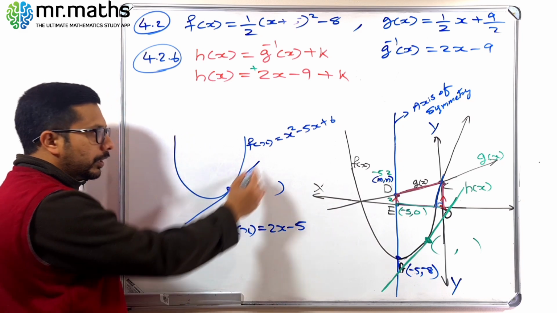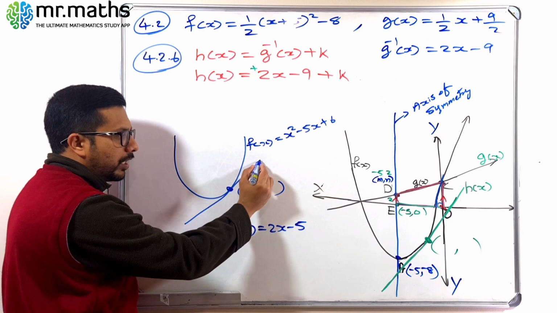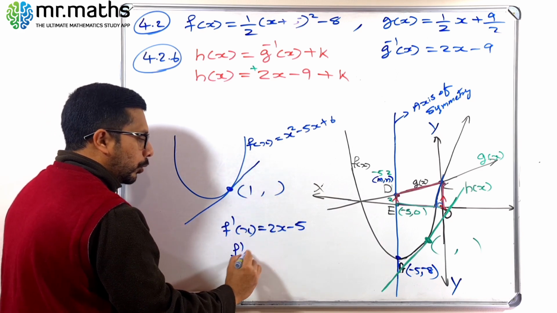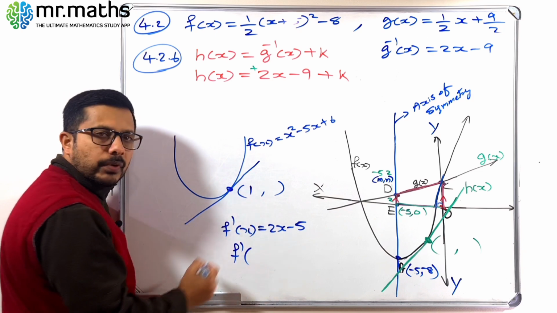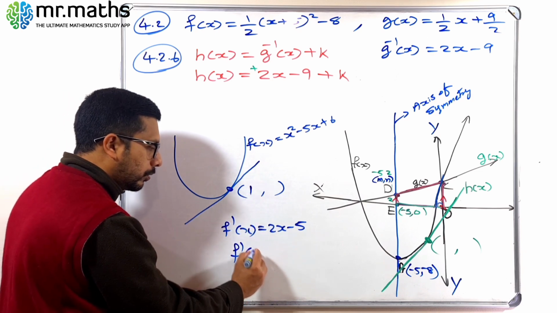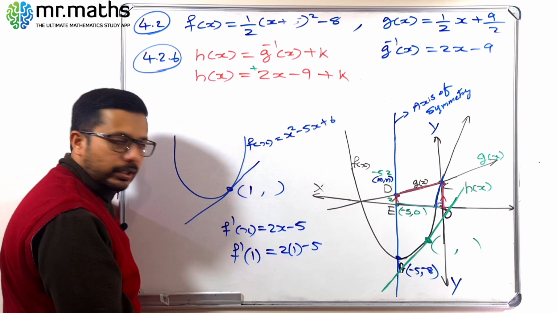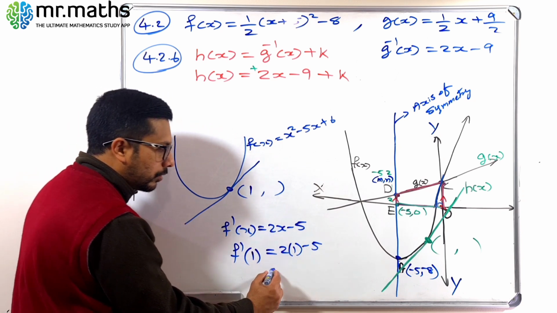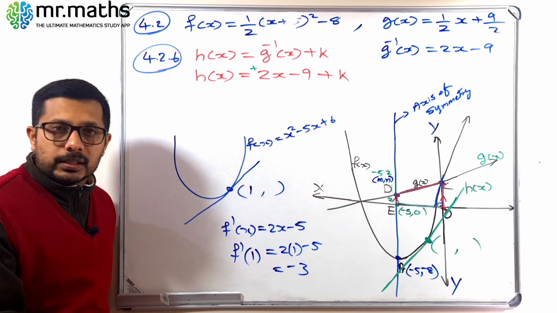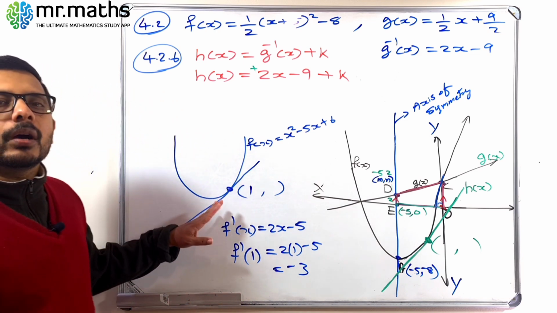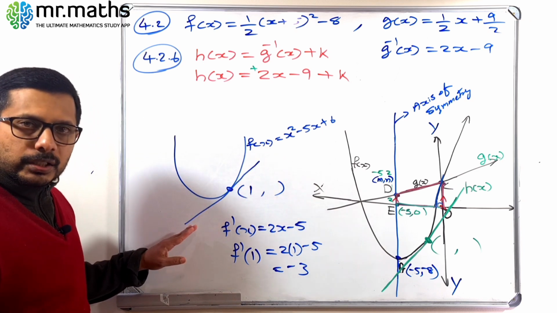Then how can I find the gradient of this tangent? For the gradient of the tangent, I'm supposed to substitute the x value of that touching point. So here the x value in our example is 1. So f dash of 1 is 2 into 1 minus 5. I substitute the value of x as 1. So it is 2 minus 5, that is minus 3. I'm just giving an example. It's not a correct example. But anyway, this is how you find the gradient of a tangent in calculus.